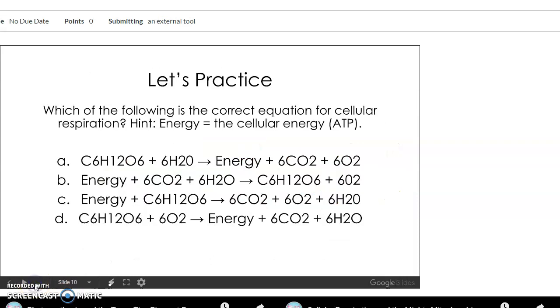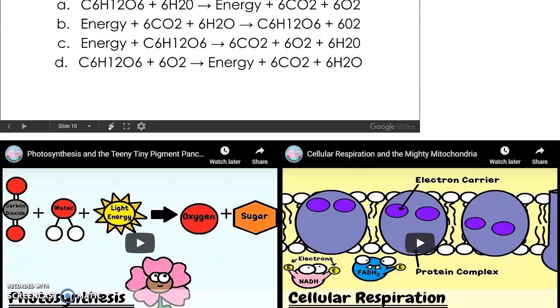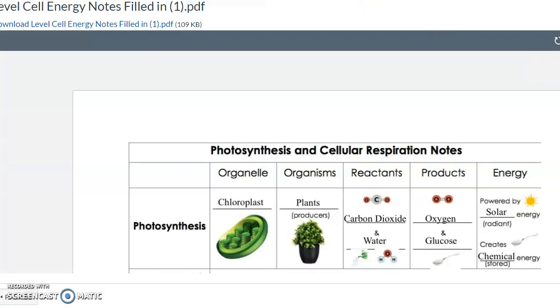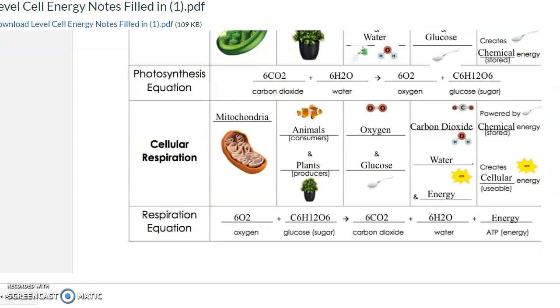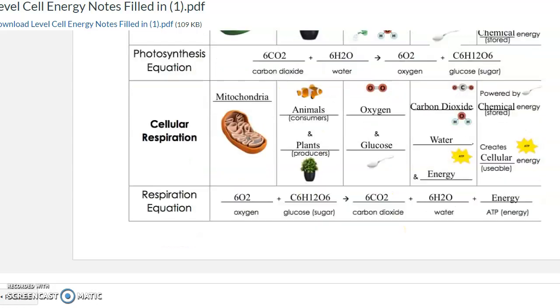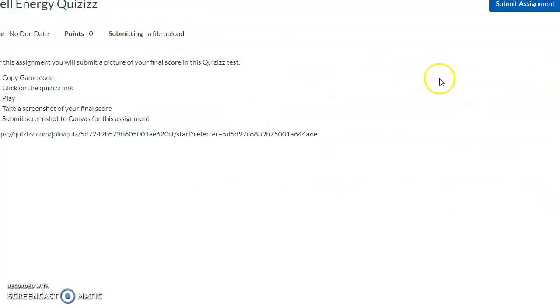And here's your practice. And so here was that assignment. Here it is filled in. So if you look at it, photosynthesis is just the opposite of cellular respiration. So if you know one, you can know the other one. Here's the quizzes. You'll copy the game code and you'll click on the link and then press play.